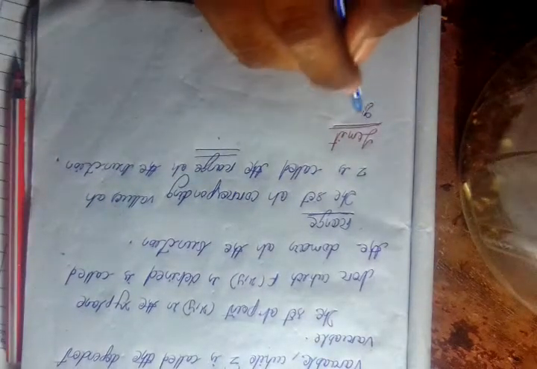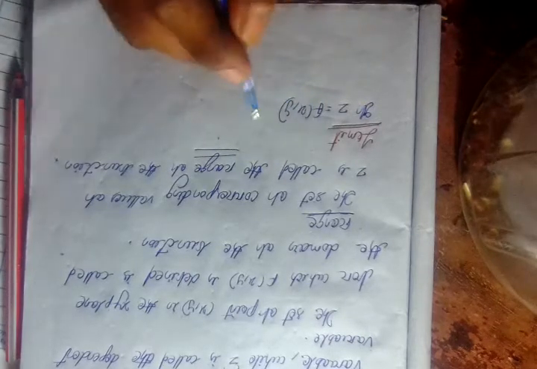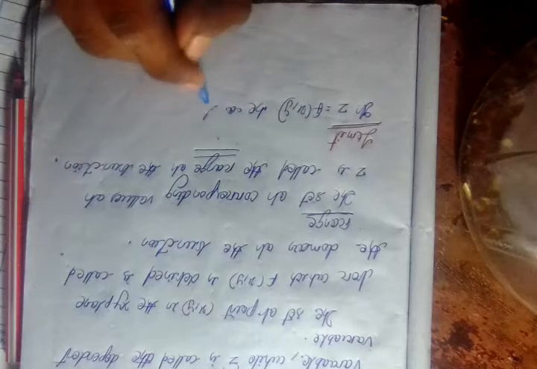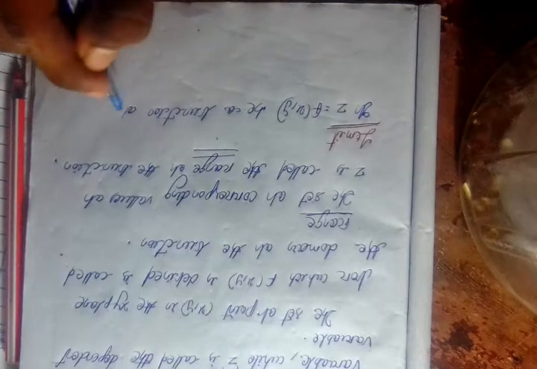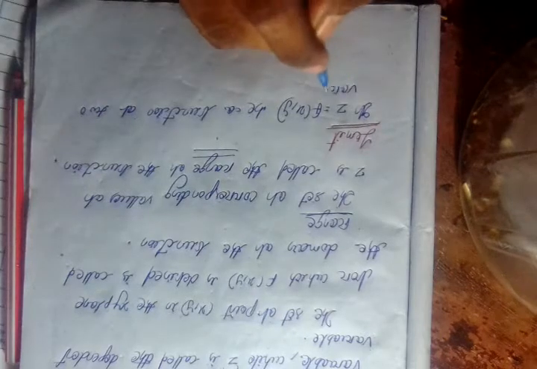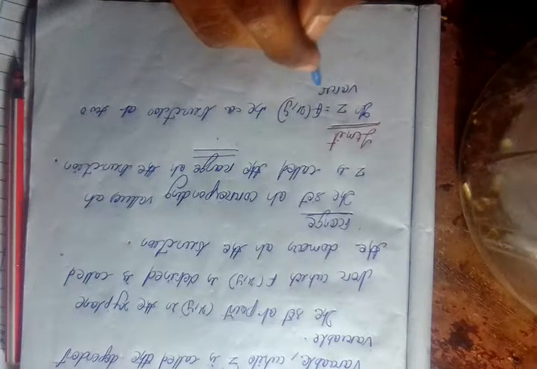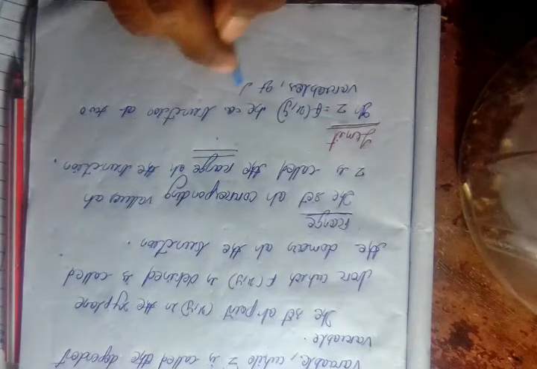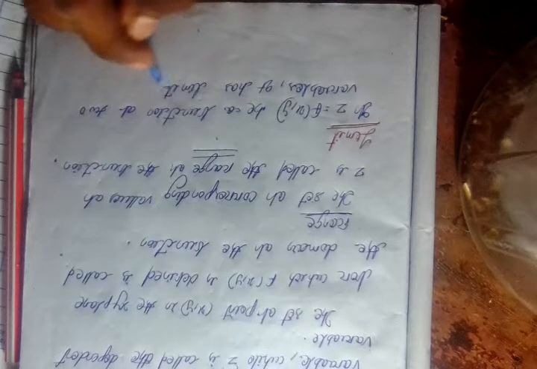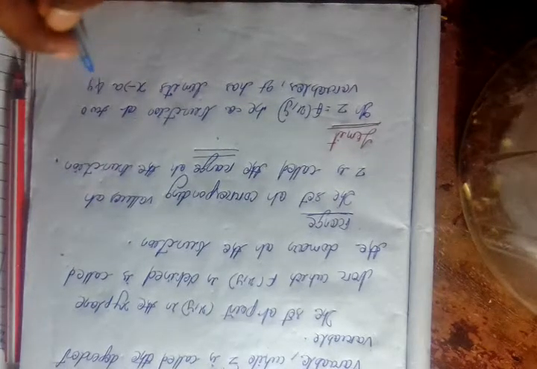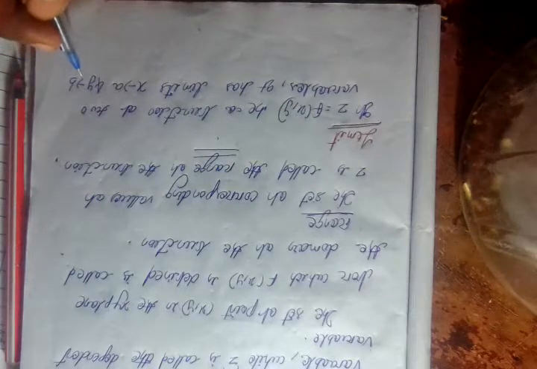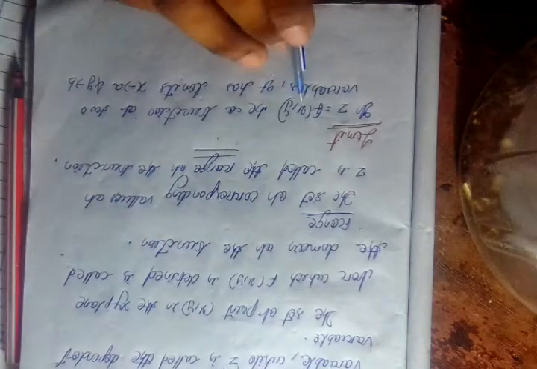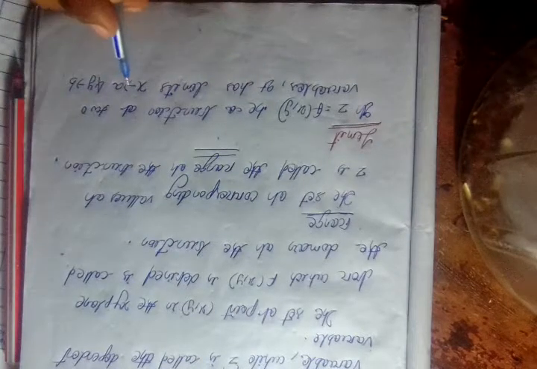Limit. What is a limit? If z is equal to f of x, y be a function of two variables x and y, then it has a limit as x tends to a and y tends to b.